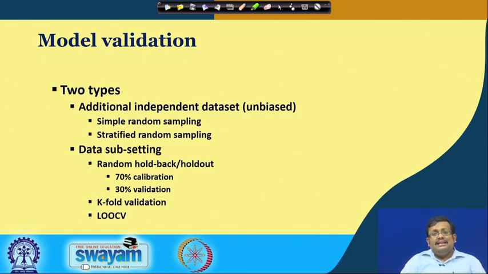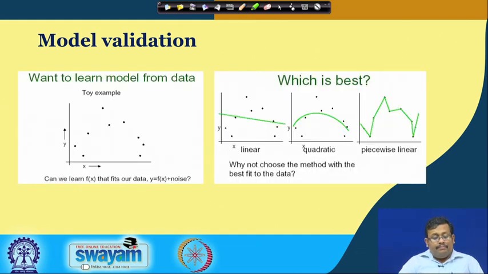The other is data subsetting, and we will be talking about it in detail. Data subsetting is basically of three types: random holdback or holdout, k-fold validation, and leave one out cross validation or LOOCV. In the random holdback or holdout, we divide the data into 70% and create the model using this 70% data. We call it the calibration data set. The remaining 30% of the data is used for validating the model. Okay, let us see them one by one.